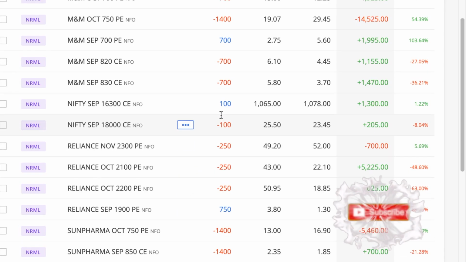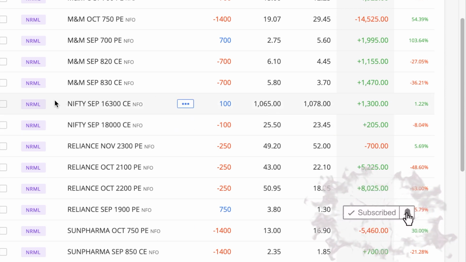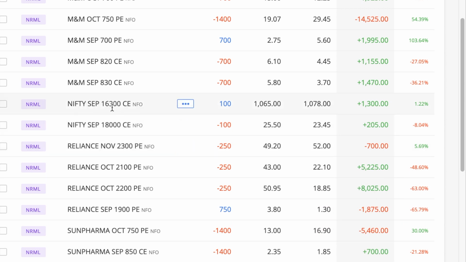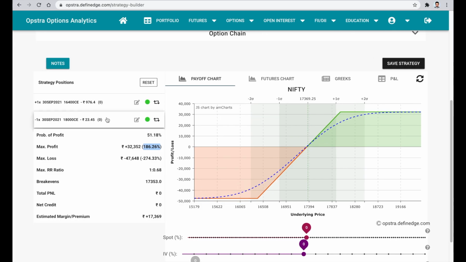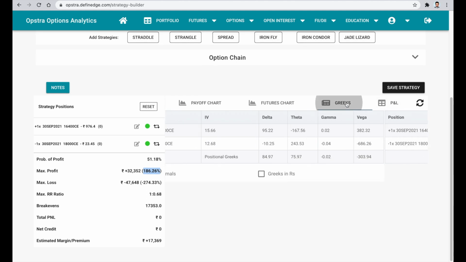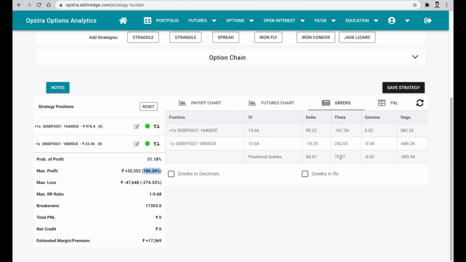I will just show you the actual position where I have taken this trade. I have myself gone bullish on Nifty, and this is the trade I took at 16,300 CE. My theta was matching with the 18,000 CE, and hence I took this trade. So in this way you avoid the theta decay as well as your risk is defined. Here you can see the PNL and everything. Here you can see the Greeks as well. So theta is almost only 75, so this is almost nothing, but still you will be getting this theta.